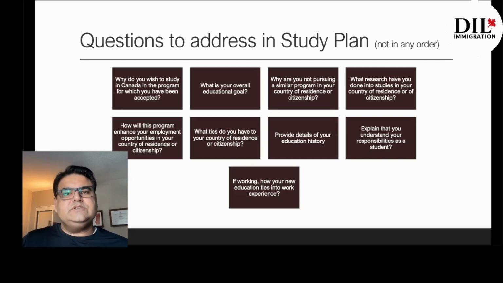So the next question is, what research have you done into studies in your country of residence or citizenship? They want to see that you have done some research, right? And I think research is a very important topic, and in any case you should do your research, right? You need to find out which are the typical colleges or universities in India which are offering a similar program, and why those are not making sense to you.